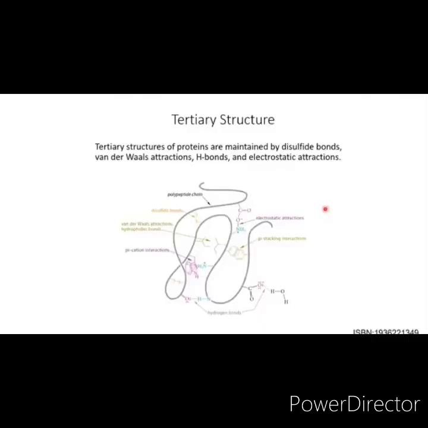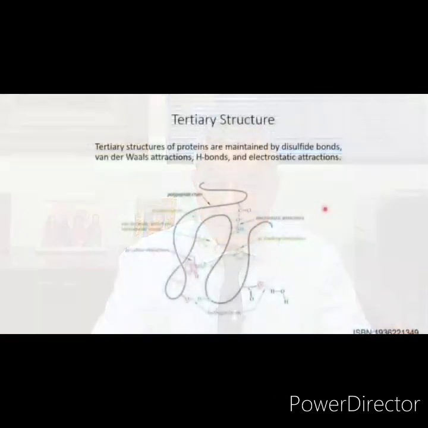Maintained by disulfide bonds, van der Waals attractions, hydrogen bonds, and electrostatic interactions. So these are complex systems, very complex molecules, with lots of possibilities of how these could form. And these big proteins, they don't just spontaneously wrap up into the shape they need to be. There are other enzymes that act upon them that help them to fold.